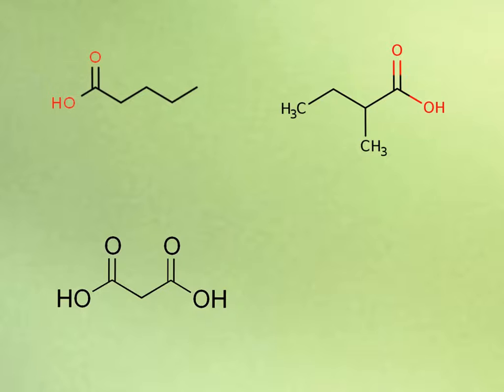So here are some examples. We're going to start in the upper left. We're going to number this 1, 2, 3, 4, 5. So this is a pent. It's pentanoic acid. And it's not needing a number because it's at the 1 position.